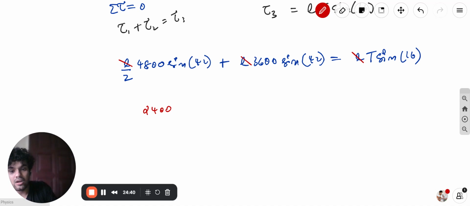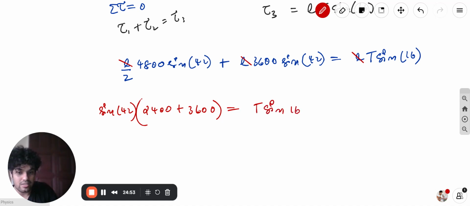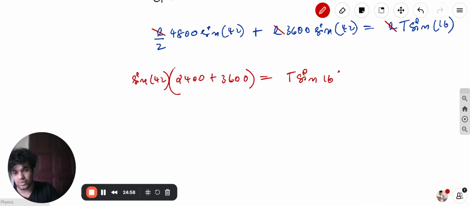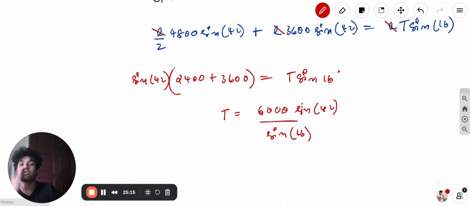So I have sine 42 in brackets 2,400 plus 3,600 is equal to T sine 16. Now, from this, we can easily find out what the tension is, right? Because T will be equal to 2400 plus 3600. How much is that? 6000. So that is 6000 sine of 42 divided by sine of 16 is equal to the tension.